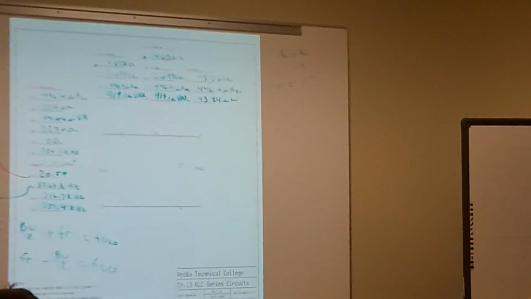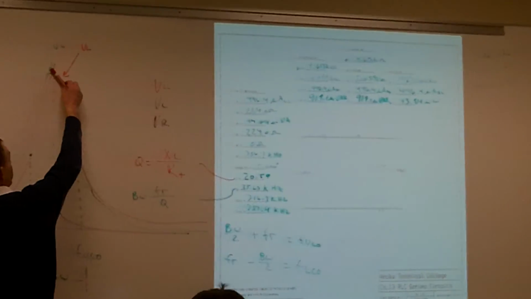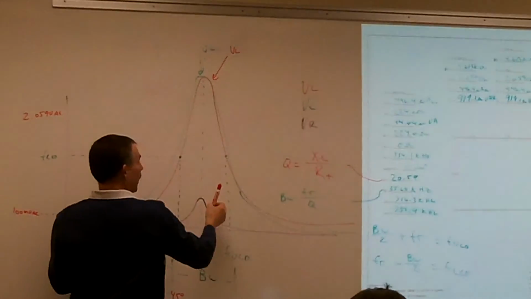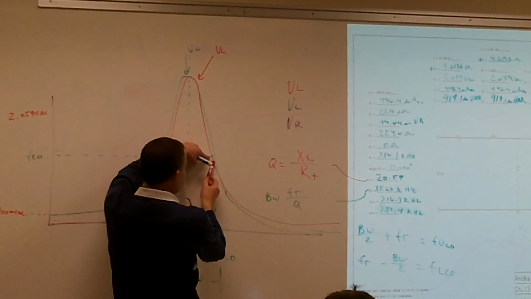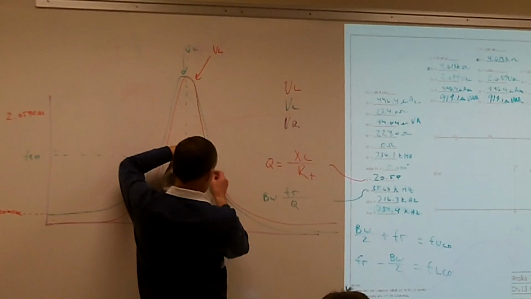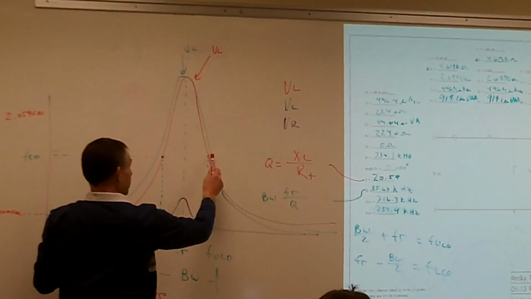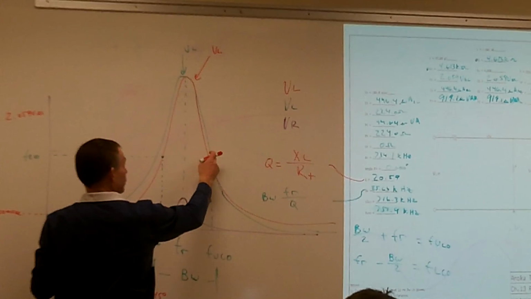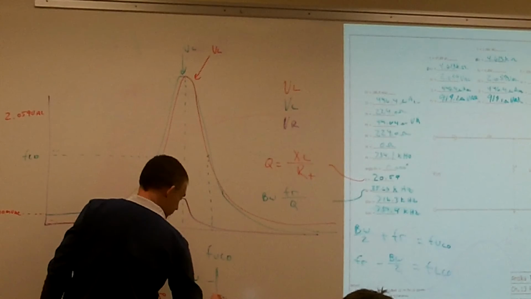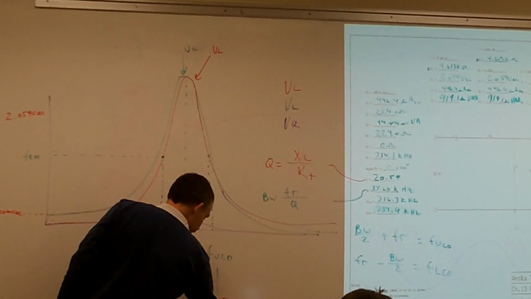Then as I keep increasing my frequency and get past my resonating frequency, VL stays high. So right at this point, I'm going to become more what, capacitive or inductive? Inductive. More inductive, and I'm going to have an angle of what? Positive 45. Positive 45 degrees.